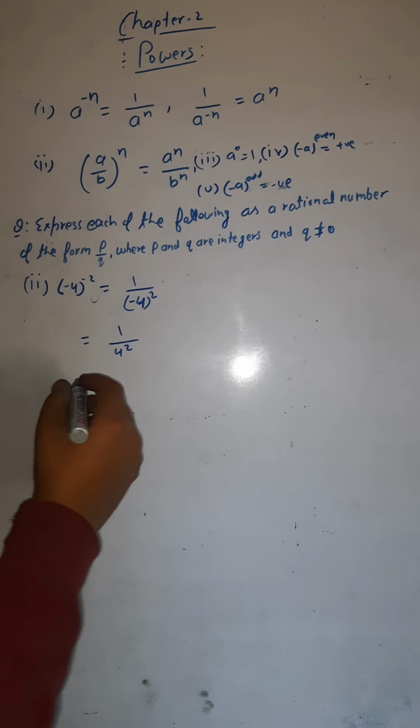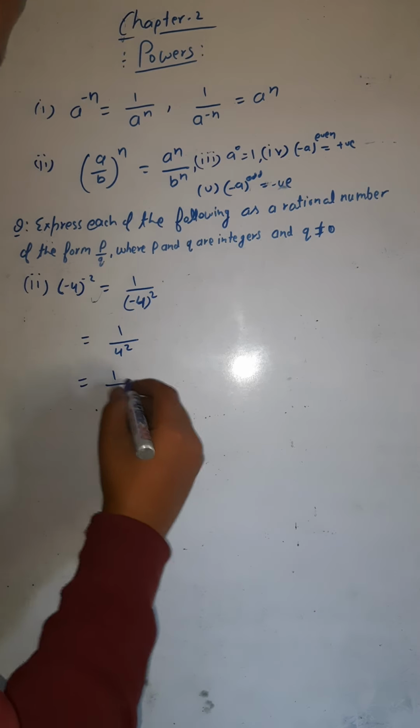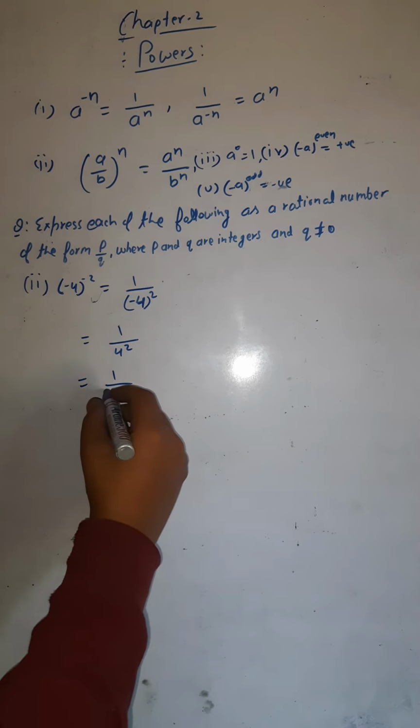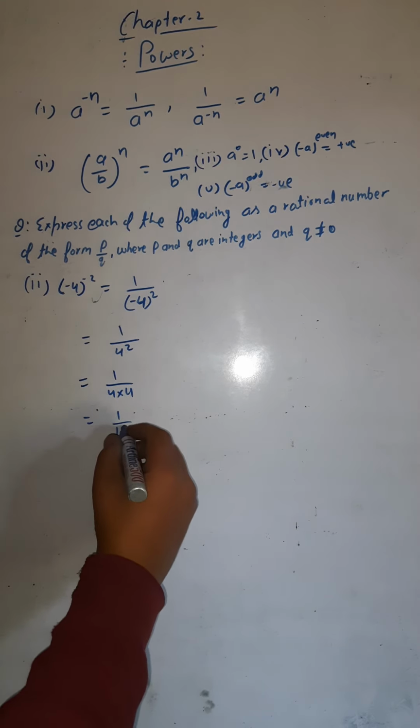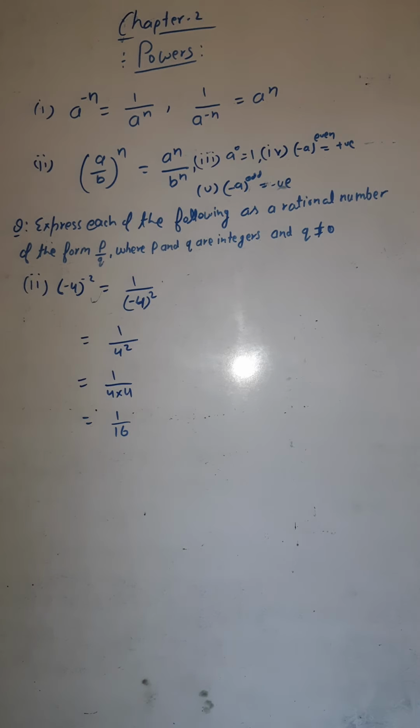Okay, so let me write it here. 4 raised to the power 2, what does it mean? It means you have to multiply this 4 two times. So the answer would be 1 by 16. So again we have expressed this in the form of p by q. Are you getting this? Very good.